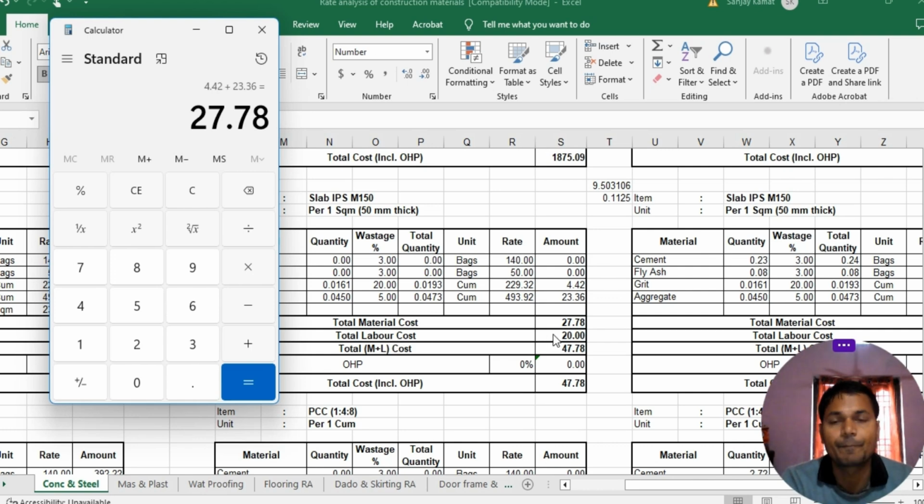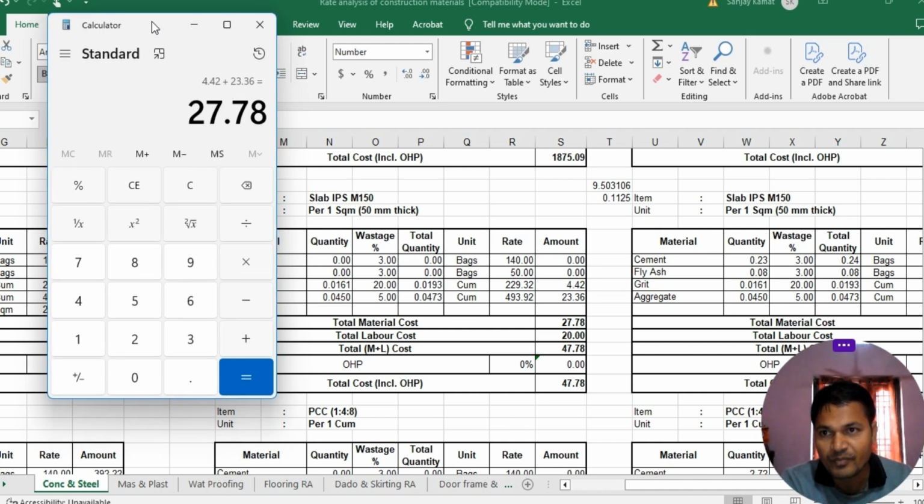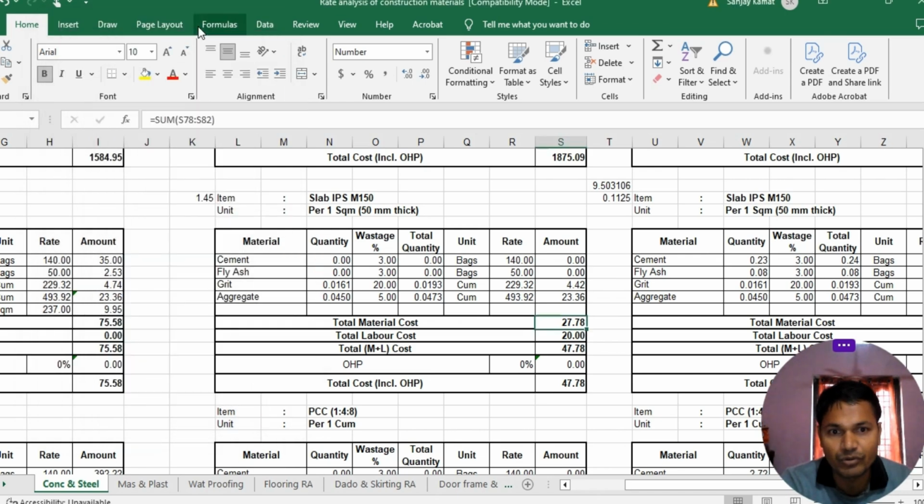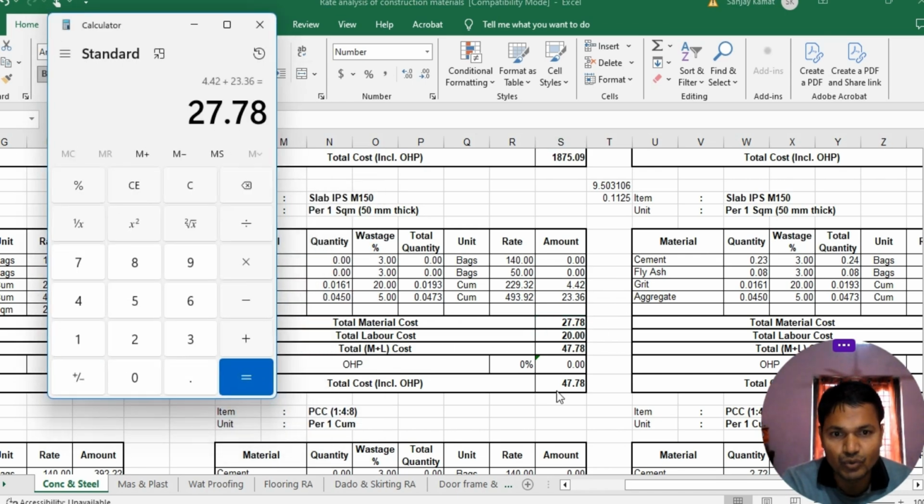See, suppose you bring all this material, then the labor will put all the materials in the transport, in the vehicle. So that cost is added here, 20%. So we have to mark this point. Okay, so this 20, after doing this, how much is it coming? So let's do 20 plus 20, 40, 47.78. So this is correct, no need to do the edit.